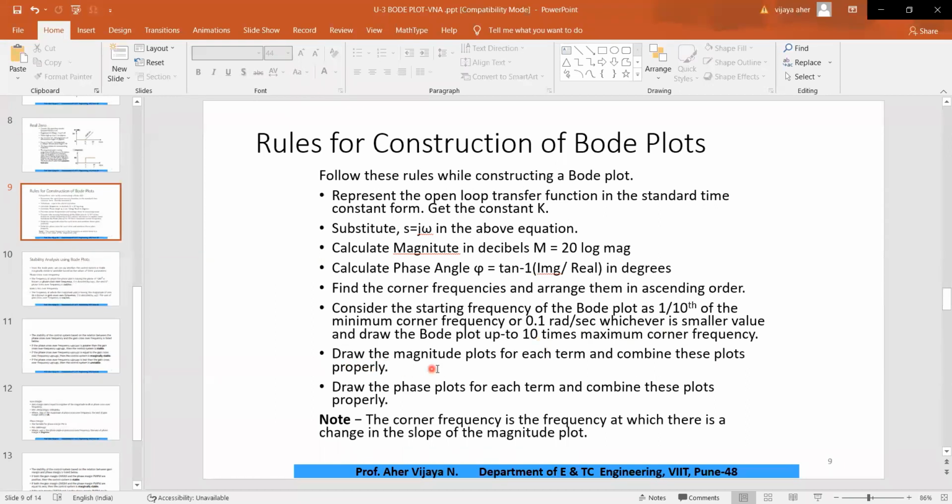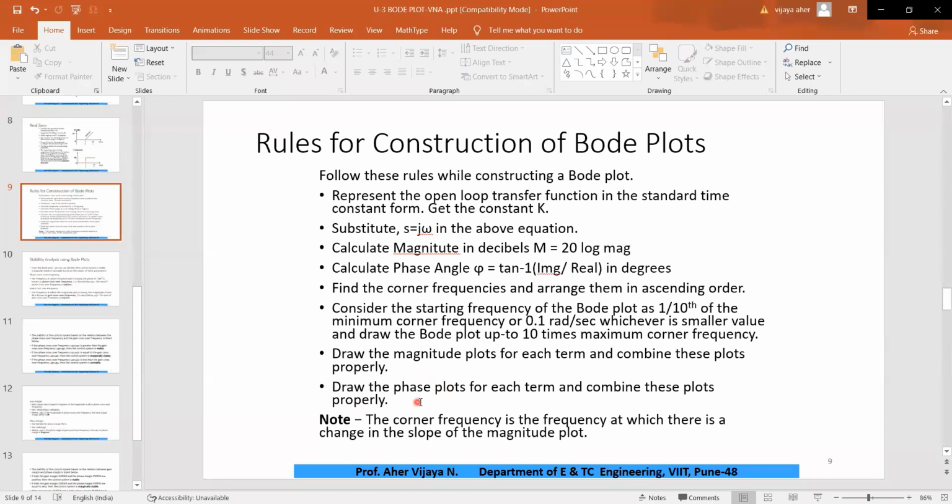Now, draw the magnitude plot for each term that is specified in the given open loop transfer function. So you have to draw the magnitude plot for each term. Okay, and combine these plots properly one by one. हे सगळे plot काय करायचे आपल्याला? Combine करायचे. And finally you will get complete Bode diagram. After combining all these plots properly, you will get complete Bode diagram or Bode plot.